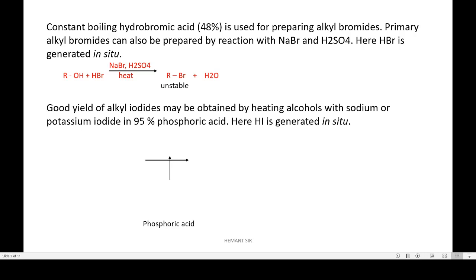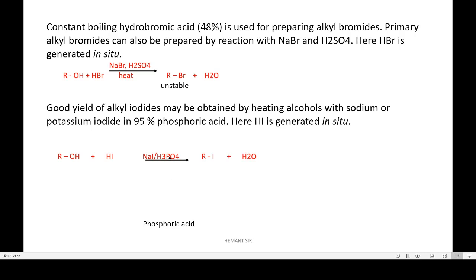With HI, a good yield of alkyl iodide may be obtained by heating alcohols with sodium or potassium iodide in 95% phosphoric acid. Here HI is generated in situ. How? Sodium iodide and phosphoric acid, you will get the HI. Then this alcohol reacts with HI, which is generated in situ. It gives RI plus H2O.